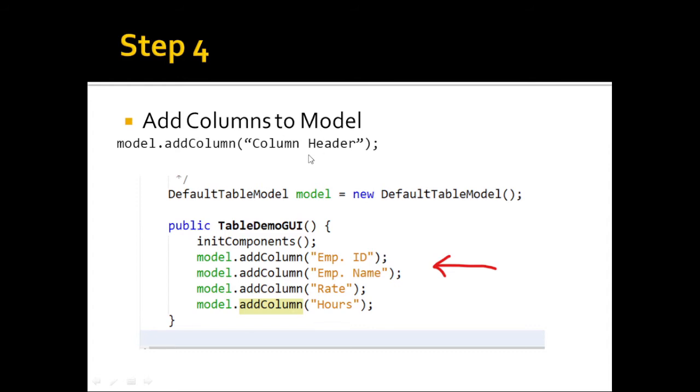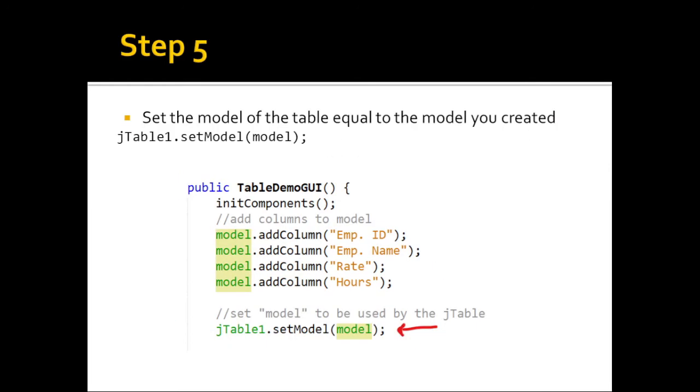So we could not view our table just yet. What we have created is just a model. Now step number 5 is to set the model of the table equal to the model you created. So jTable.setModel(model). This is the model that we have created, and we use this to be the model to be used by the jTable. So this is the syntax, and shown here is the actual code.